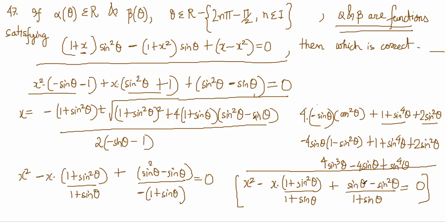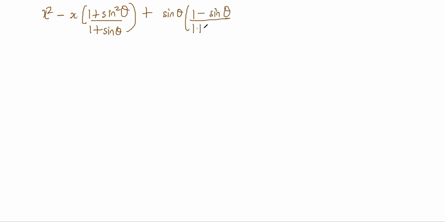Wait, this sine theta can be taken common here. Sine theta can be taken common, no? Yeah. Okay, I think I'm getting it. x square minus x into 1 plus sine square theta by 1 plus sine theta plus sine theta into 1 minus sine theta by 1 plus sine theta is equal to 0.